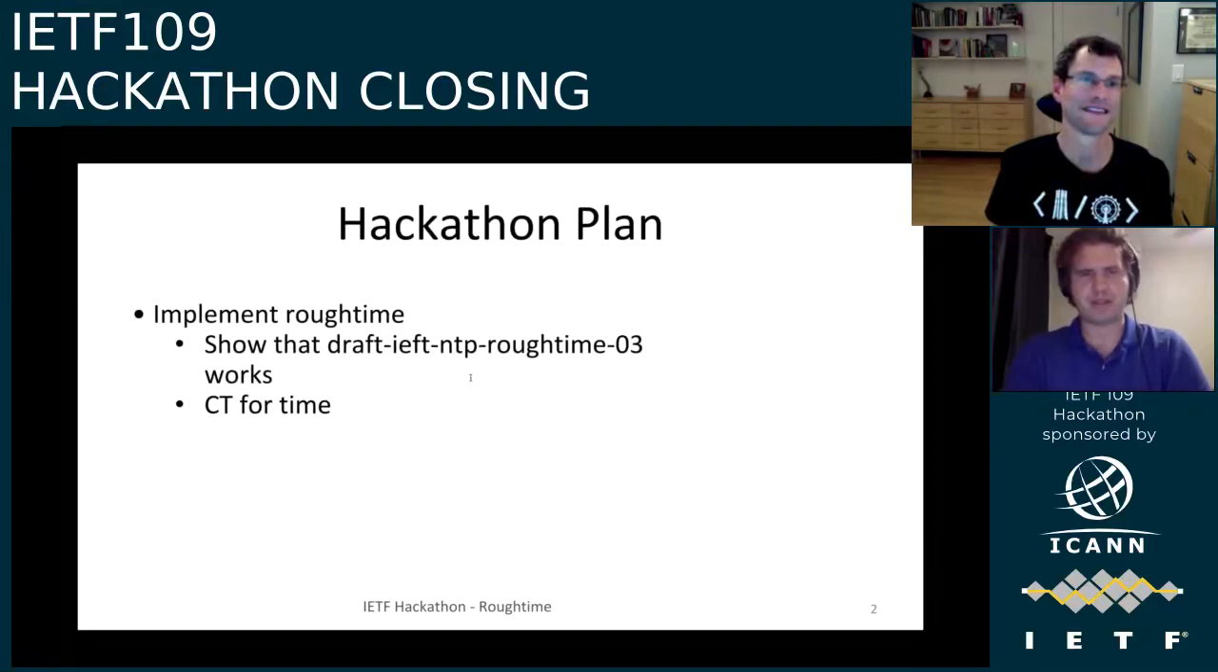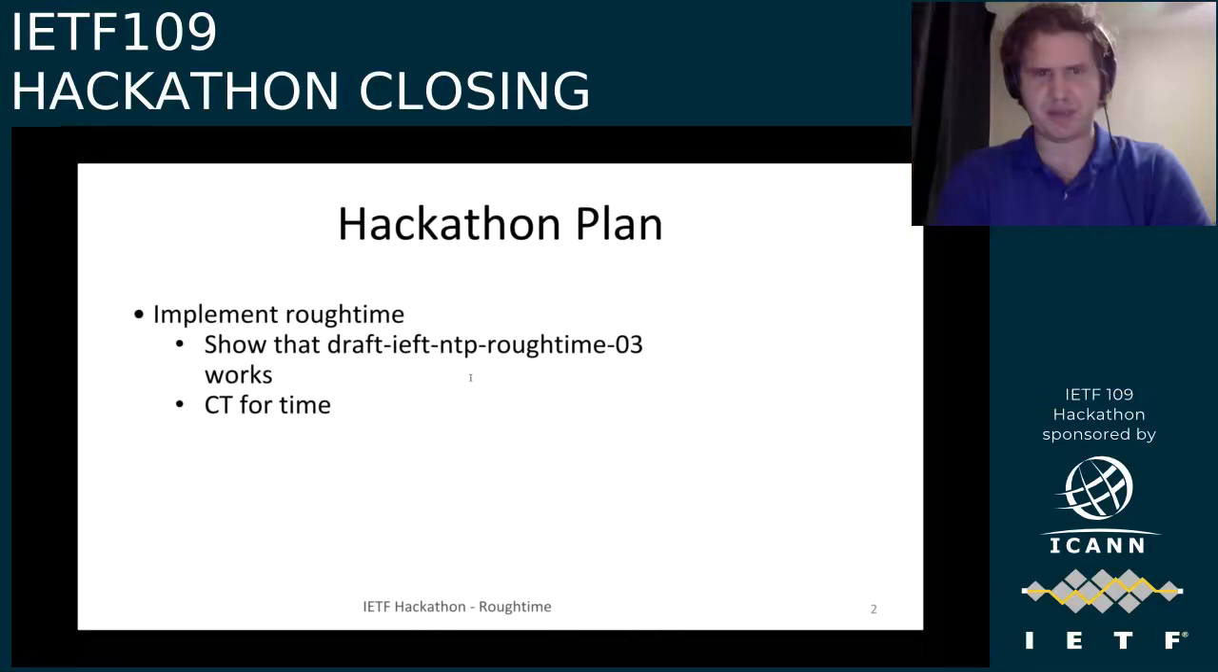Our hackathon plan was to implement Roughtime. There's implementations kicking around of earlier versions, but I wanted to update at least mine and someone else to update theirs to draft IETF NTP Roughtime-03. Roughtime, if you're not familiar, is essentially certificate transparency for time. So in applications where you don't necessarily have a good source of time and want valid signatures, it's designed to get a close enough time with high security guarantees to enable that.